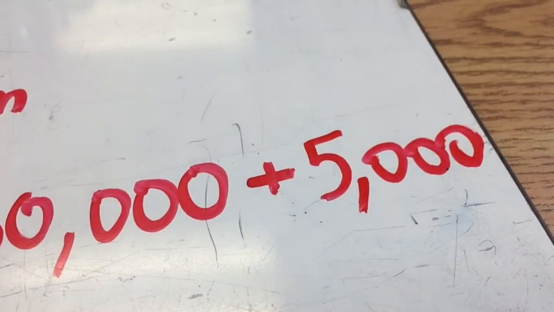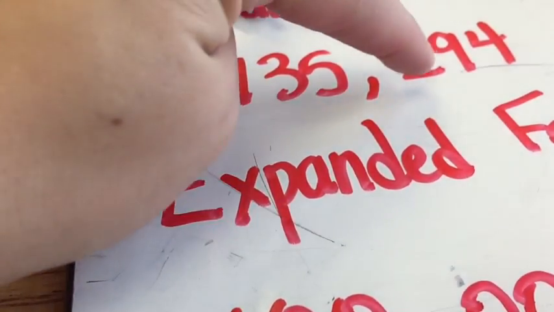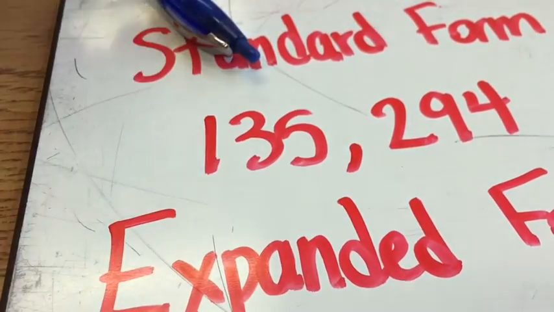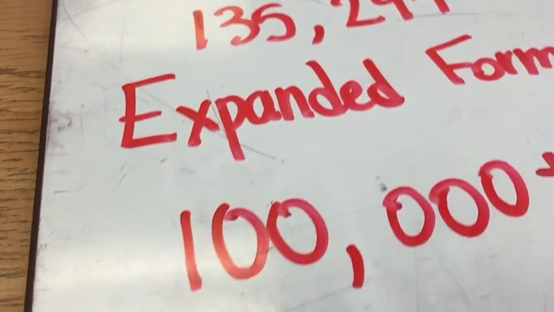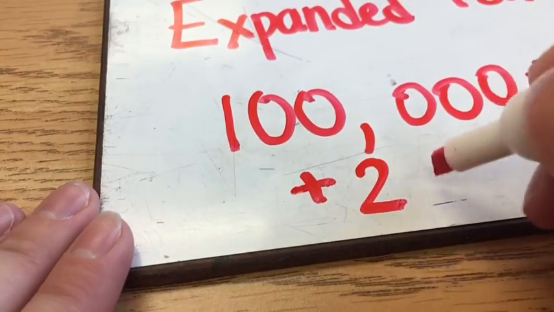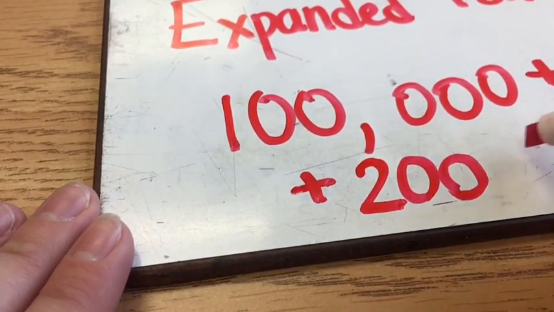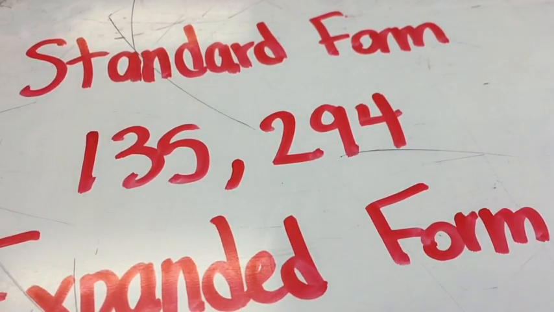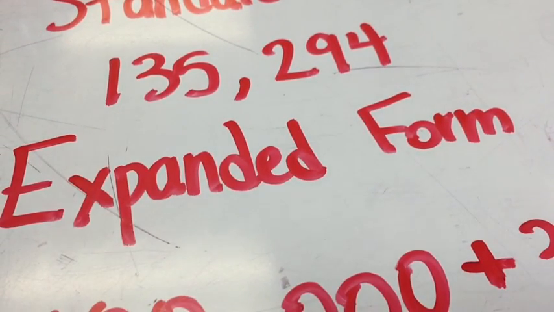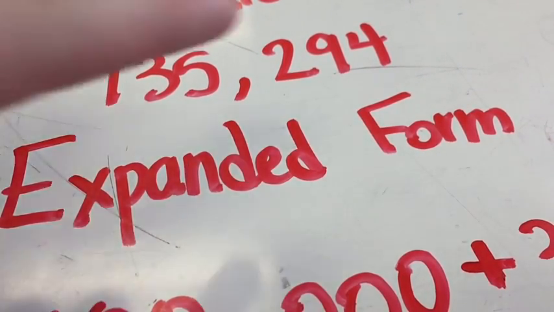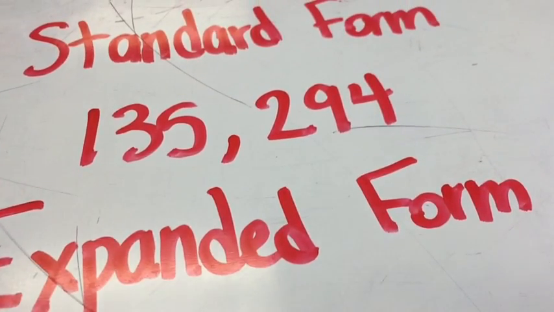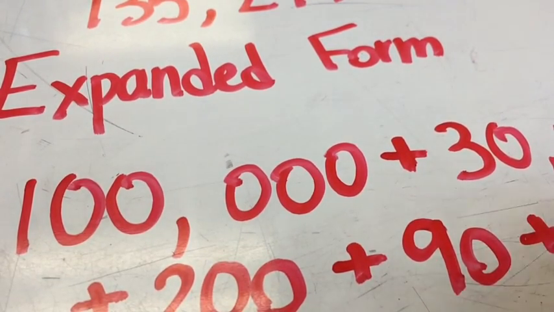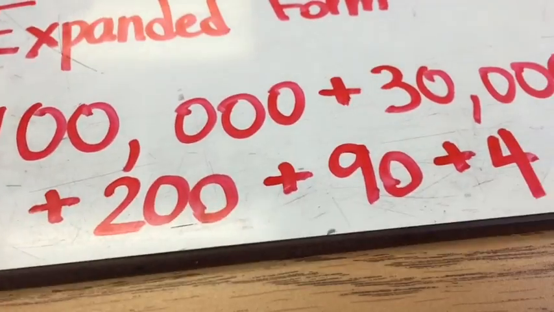And as we know, because we're used to thousands, that looks like 5,000. I'm going to continue down below because I've run out of space. So now I look for my next number, which is 2, which is in the hundreds column. So I write 200. We go back two more times. We have a 9 in the tens column, which is 90. And we go to the 4, which is in the ones column. So we add 4, and that's expanded form.